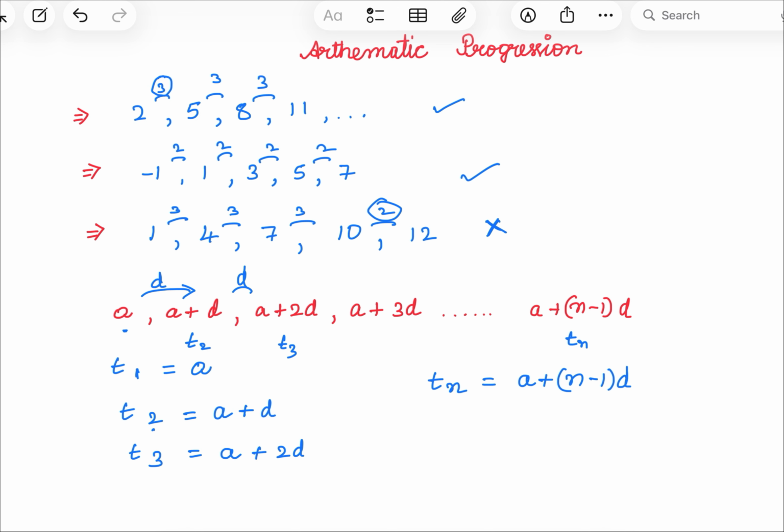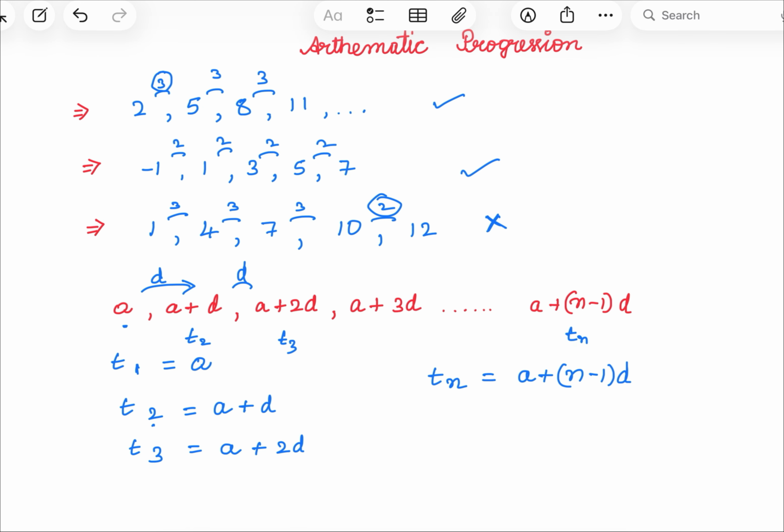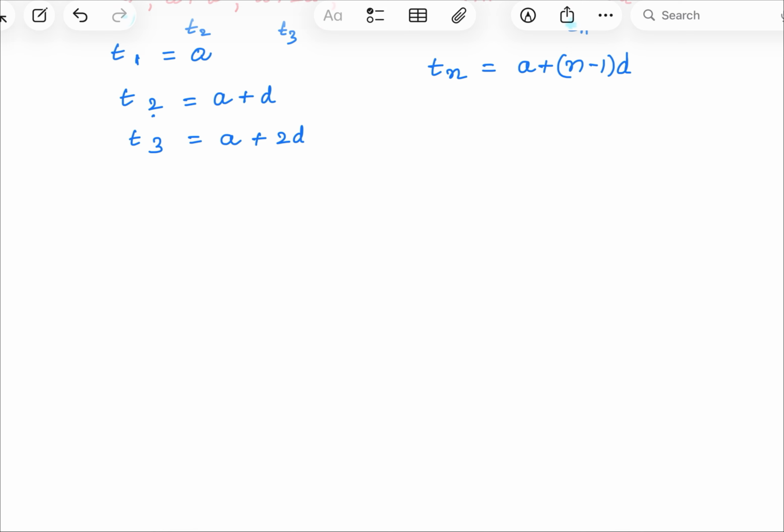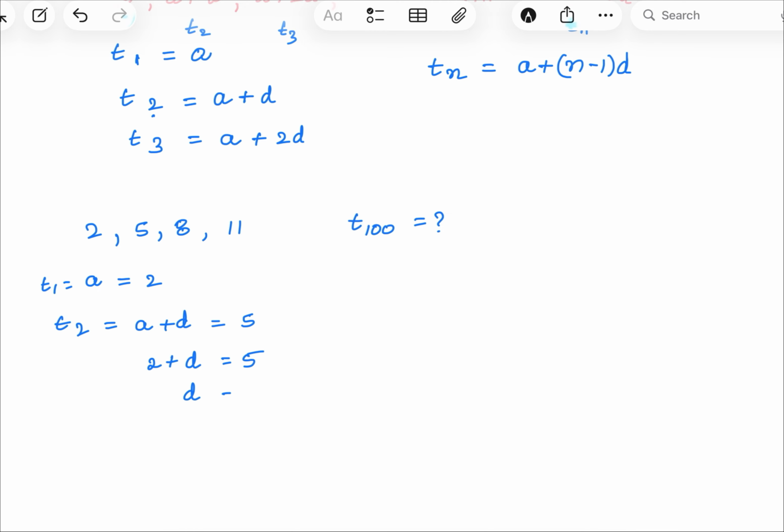Let's discuss the first example we discussed. Suppose here we are using 2, 5, 8, 11. See, 2, 5, 8, 11. What is the first term? Suppose, what is the T100 term? We have to find that. Here, what is the first term? First term is A equal to 2. Second term T2 equal to A plus D equal to 5. And what is the common difference? 2 plus D equal to 5, so D equal to 3.